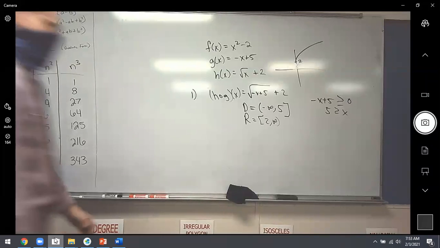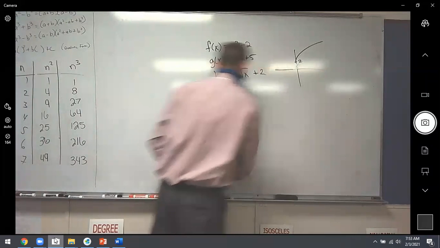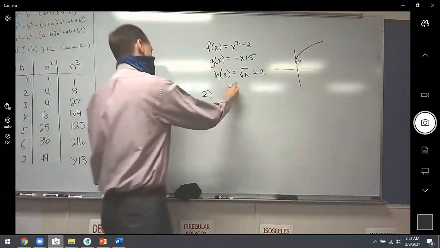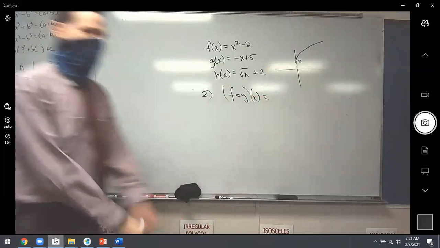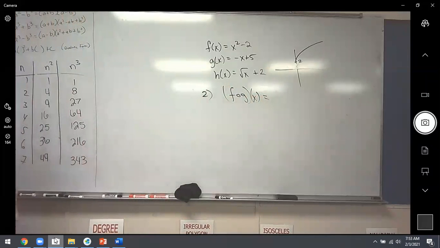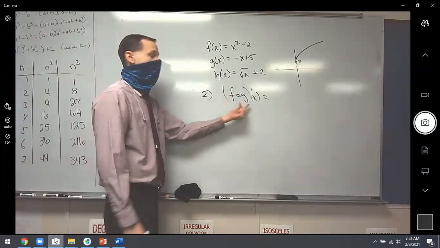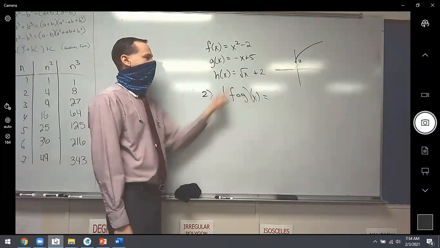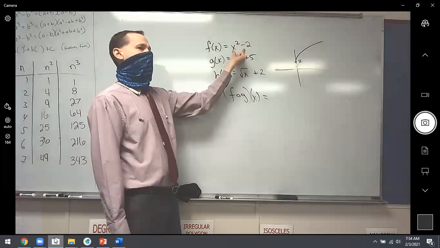All right, let's try another one. Number 2 is your good friend, fog. For some reason, my 8th hour likes to call it that, fog. But I'd rather say f composed with g. So again, same idea. We're going to plug the one on the right into the one on the left. So we're taking all of g and plugging it into f. So here's g again, but this time we're plugging it into f.